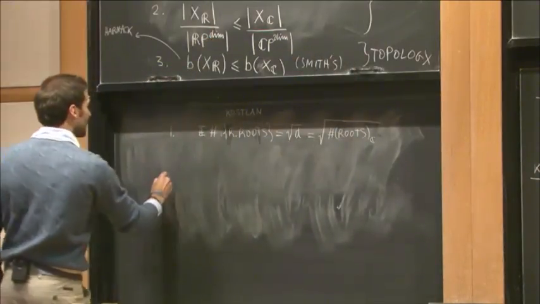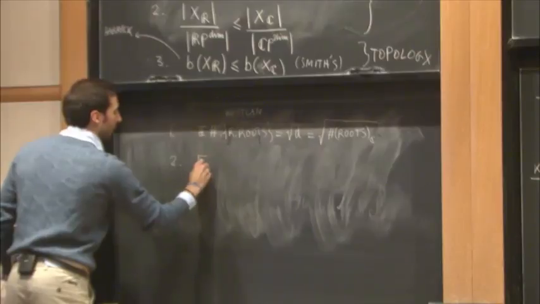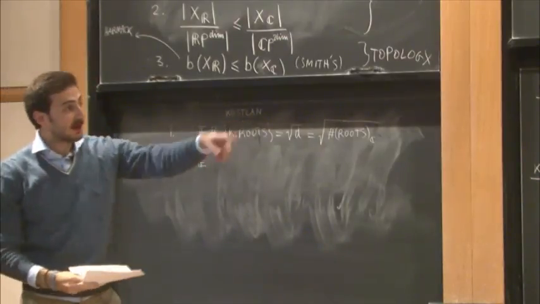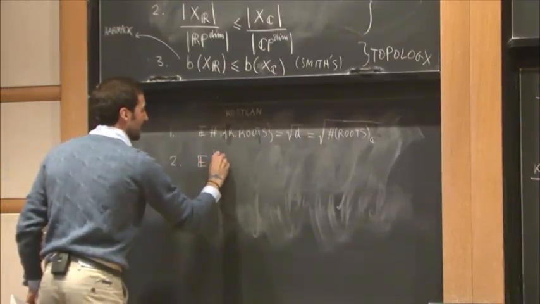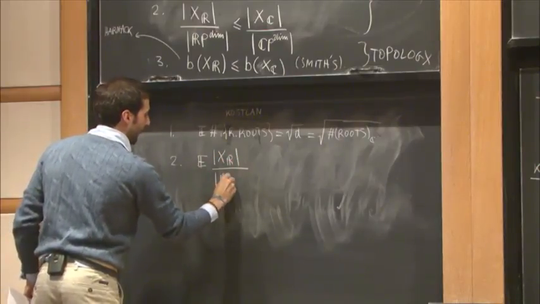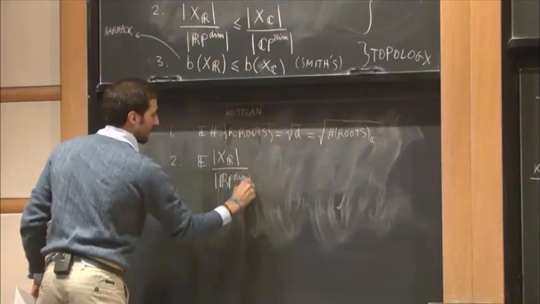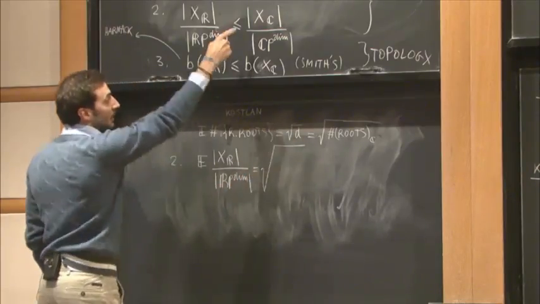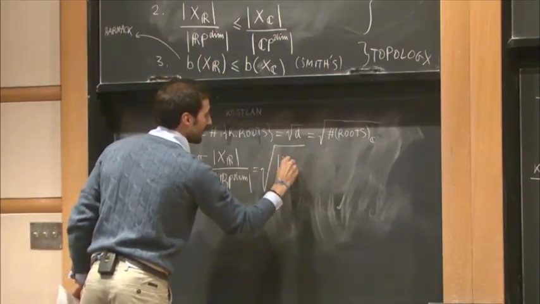If I take expectation in the second one, this is a Shub and Smale result. Expectation of the second one, I get a square root of the right-hand side.